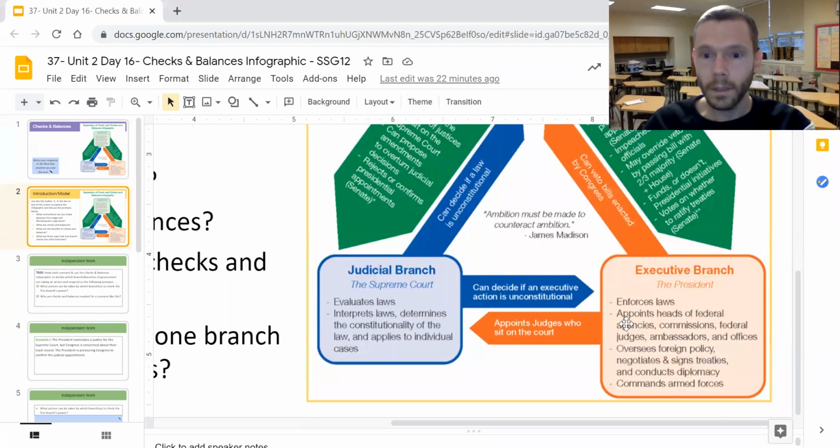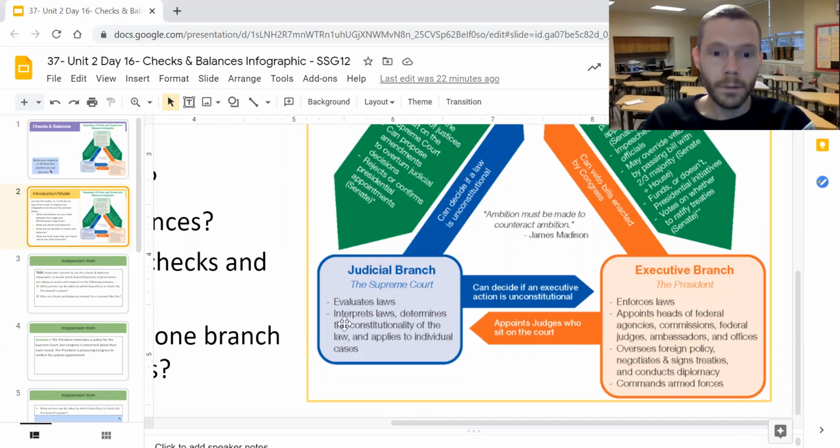The executive branch at the federal level is represented by the president and their cabinet. And the president is tasked with enforcing laws, with appointing heads of federal agencies, commissions, judges, ambassadors, and other types of offices. And they also appoint the judges who will sit on the federal bench. And at the highest level, that's the Supreme Court, but at the lower levels, it's the appeals courts and the federal district courts. And the judicial branch can serve as a check on the president by deciding if an executive action or an executive order is unconstitutional, if it violates the Constitution.